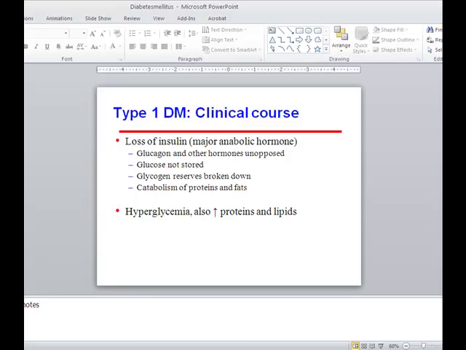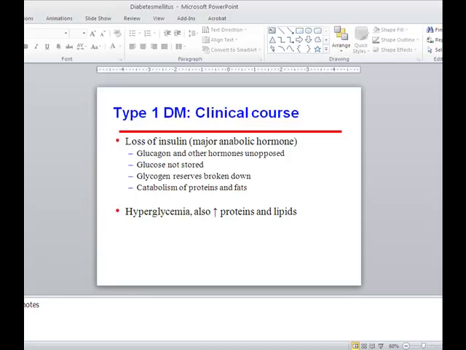So the clinical course, of course, when you lose the beta cells, there is reduced insulin secretion, and we've seen that for the most part, glucagon's physiological effects oppose the effects of insulin. So once you have loss of insulin, the effects of glucagon go unopposed, and the effect on glucose metabolism is that the glucose is not moved from the blood and stored in the form of glycogen.